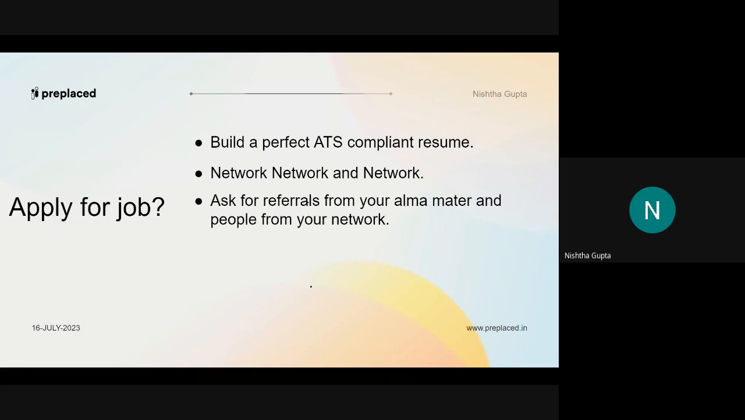Next is to ask for referrals from your alma mater and people from your network, right? If you are just applying for jobs, just clicking on apply, uploading your resume and filling out the details again and again, this is not going to work, right? Because thousands of people like you will also be applying for jobs. So the best way to stand out is to ask for referrals from your alma mater, people who are seniors from your college, people whom you already know, from your dream company.